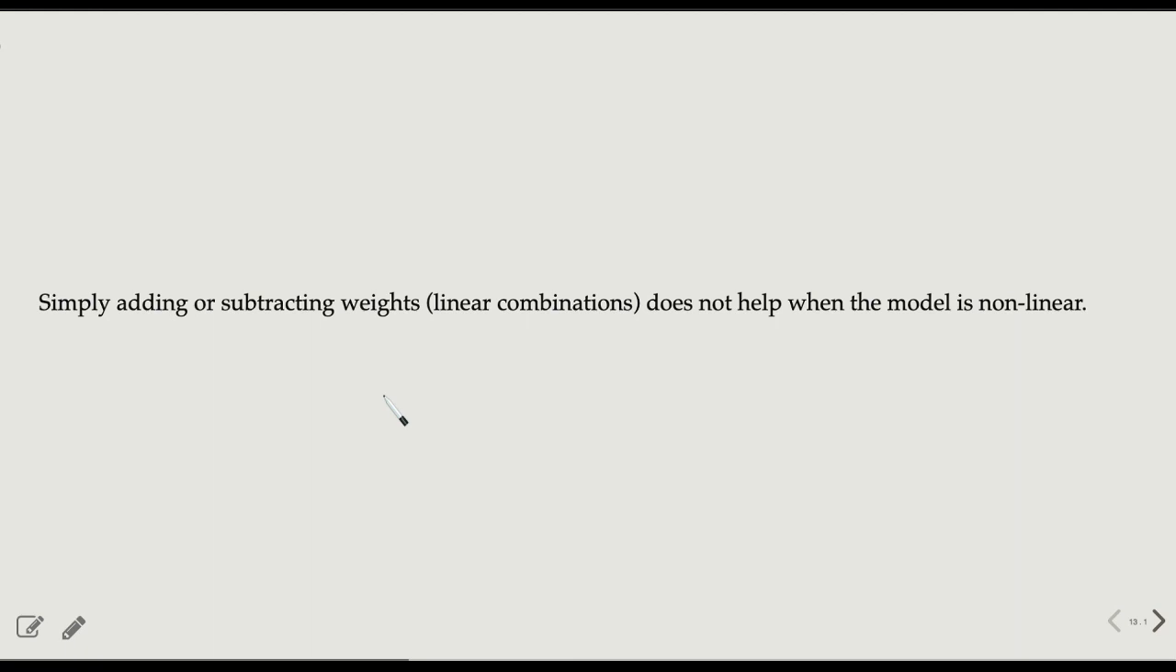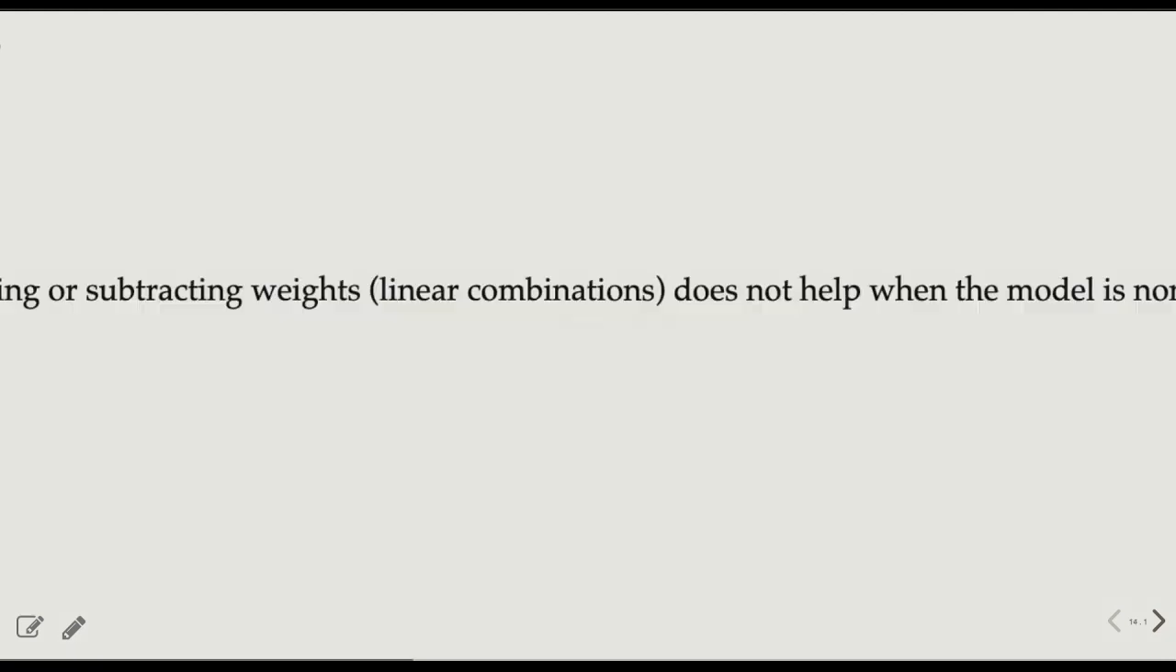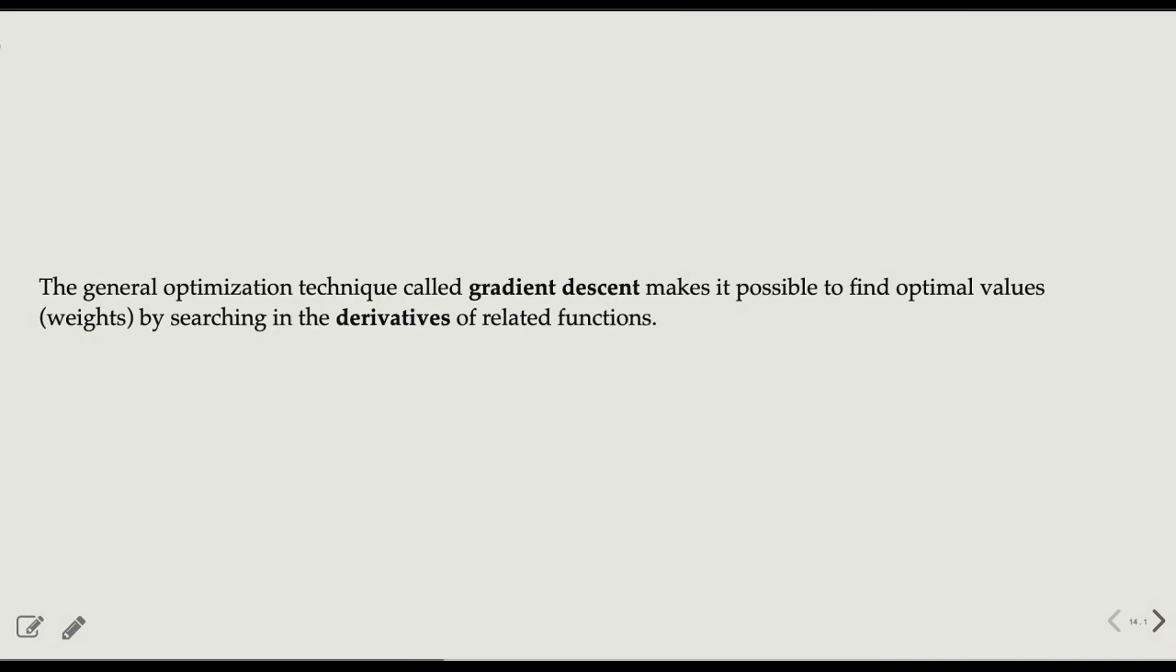In other words, can we adjust the weights based on how much each variable contributes to the errors in the final output via the hidden layer? The general idea here is that we can use a technique called gradient descent that makes it possible to find the optimal values and weights by searching in the derivatives of related functions. So the idea here is that when we train the model, we can compute the prediction error.